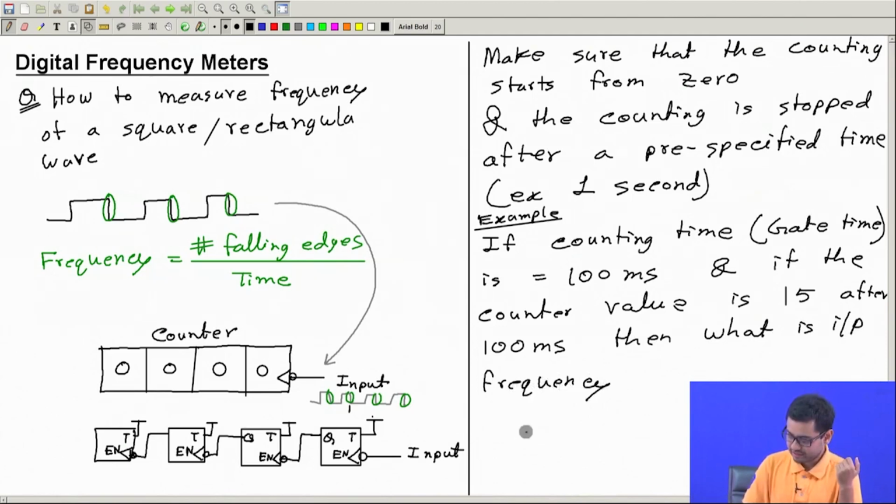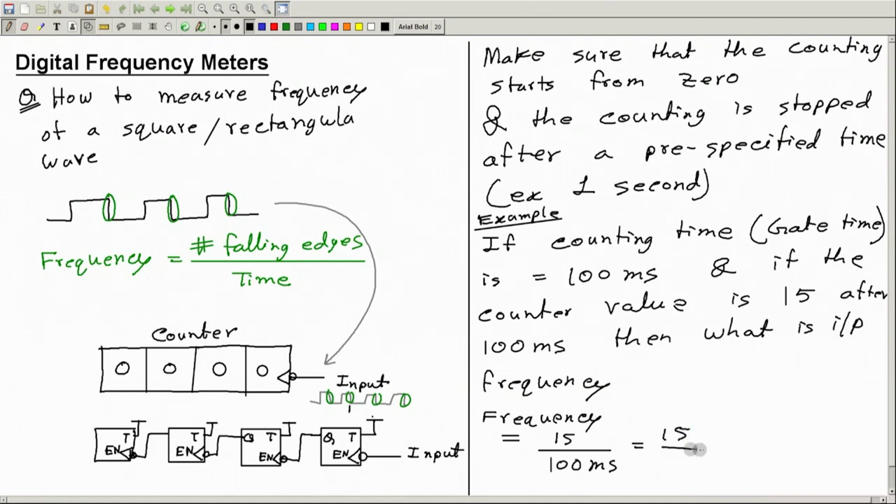It's very simple. Frequency is nothing but the count of the negative edges divided by the time. Time is 100 millisecond. So this is nothing but 15 divided by 0.1 second, which becomes 150 hertz, 150 per second. That's 150 hertz, as simple as that.